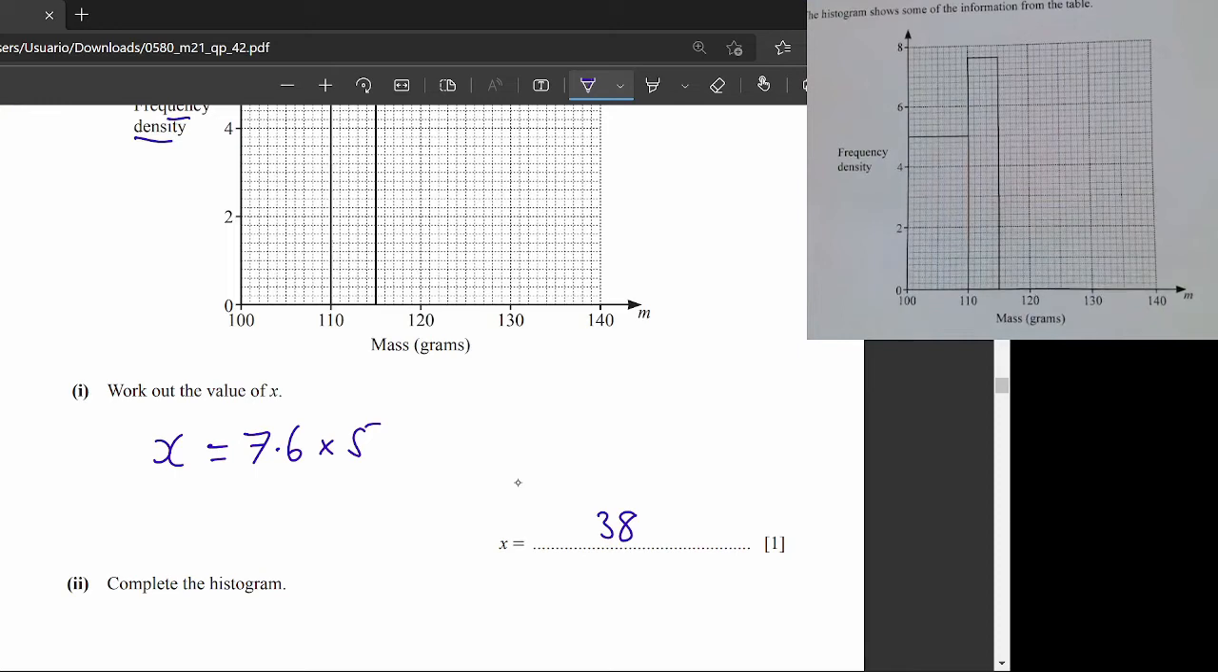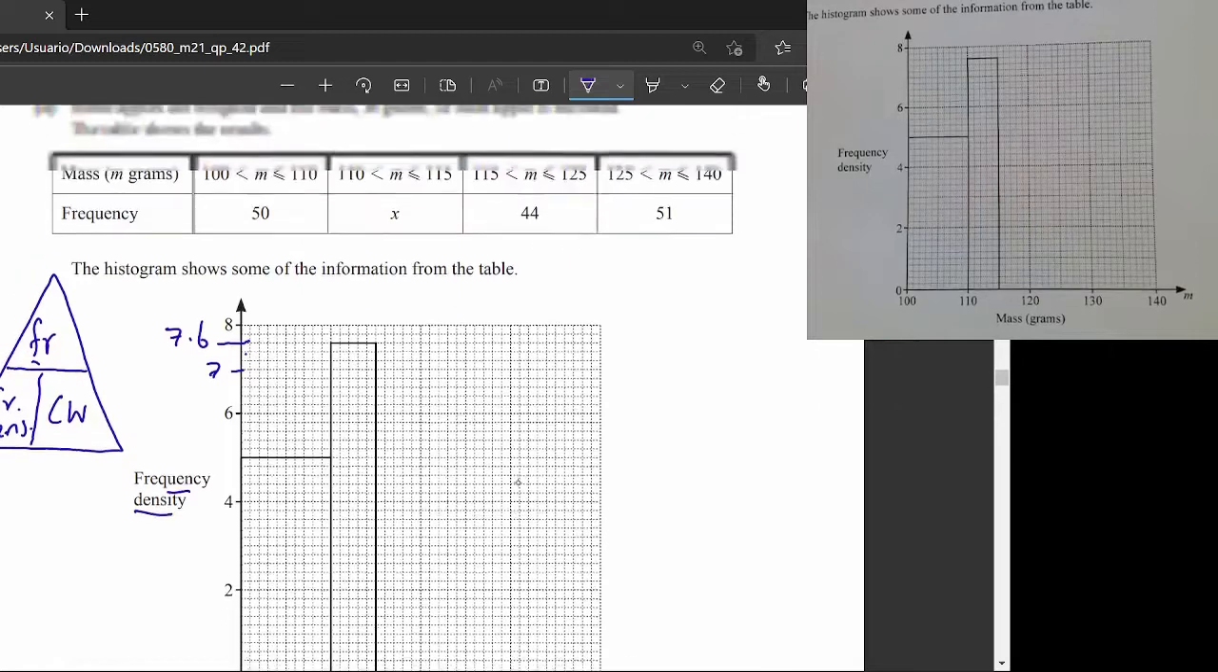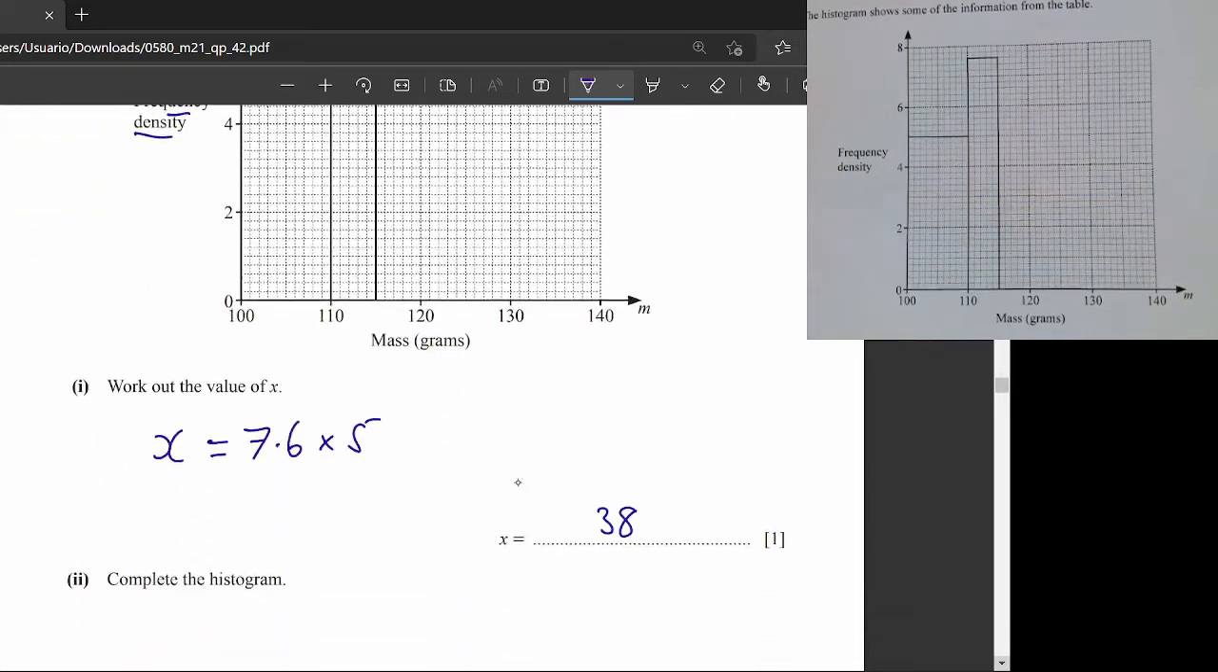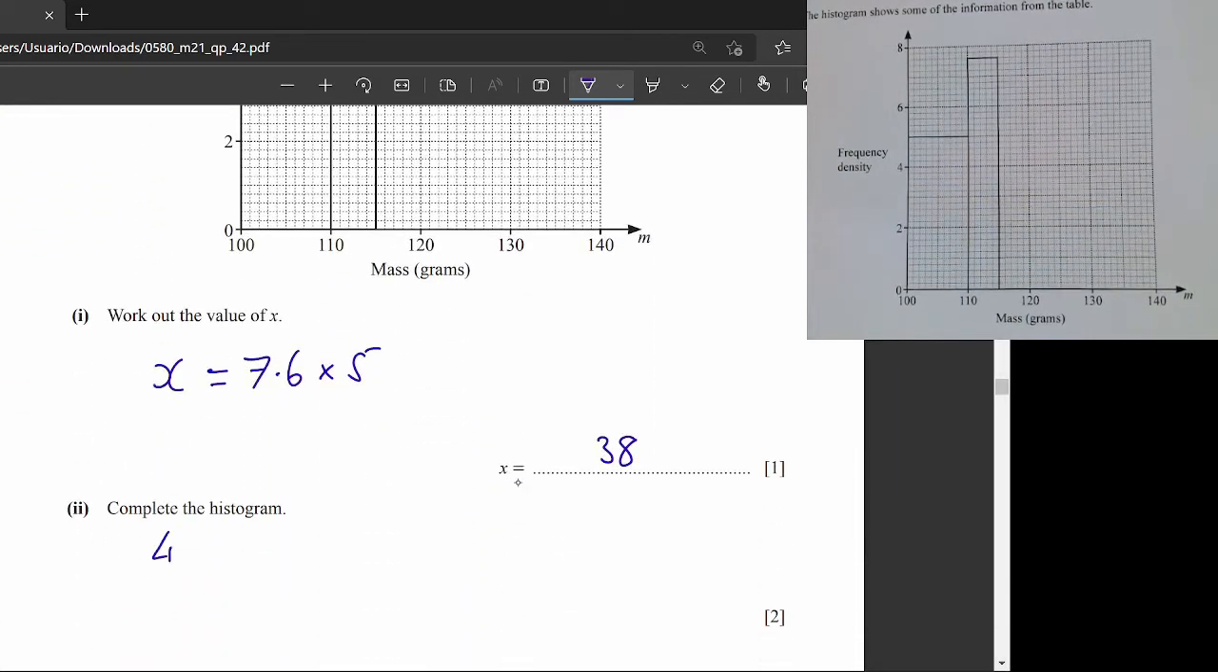Next question, complete the histogram. So we need to draw 2 more bars, and in the table it will be these 2. Okay, what we need to work out now is the frequency density. To get that, using our formula triangle on the left, to work out frequency density, we need to do frequency divided by class width. So for this one here, it will be 44 divided by 10. Let's write our working out in the right place down here. So 44 divided by 10 will give us 4.4.